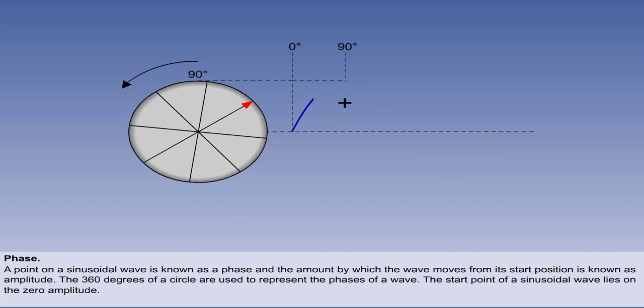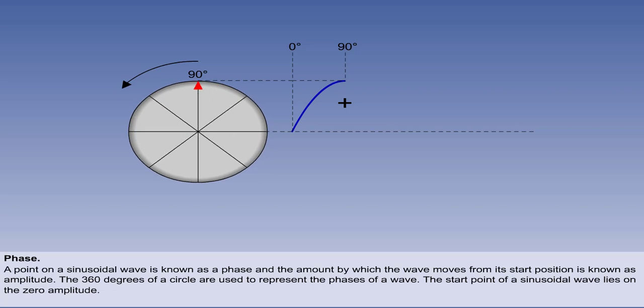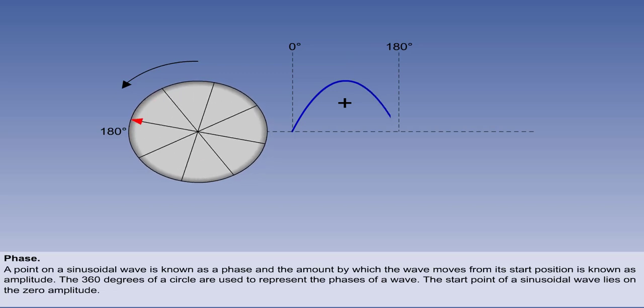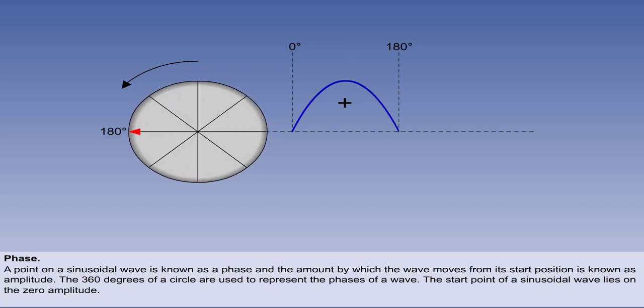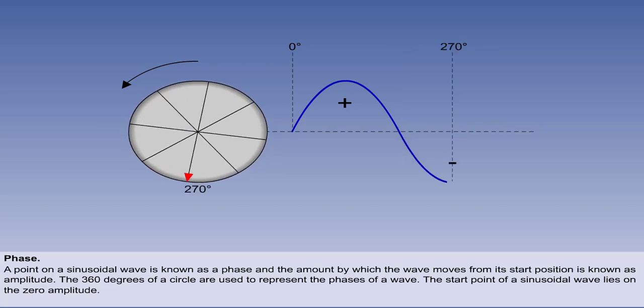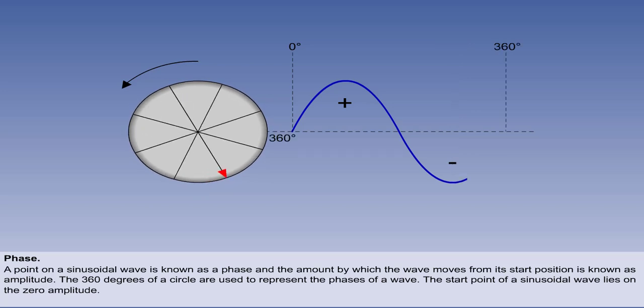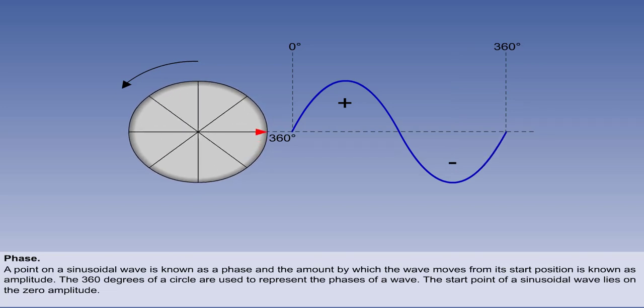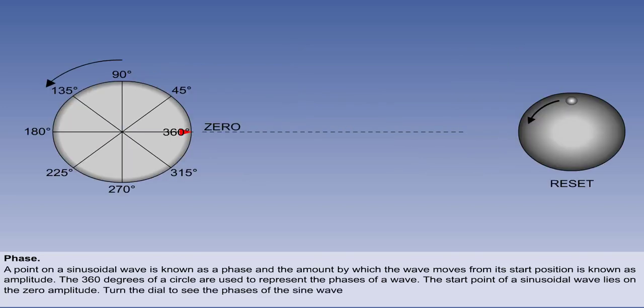The peak of the positive amplitude is at 90 degrees. As the wave passes down through the zero line, this is 180 degrees. The negative peak of the amplitude is at 270 degrees and the wave finally returns to 360 degrees or zero. Turn the dial on the screen to rotate the circle by a chosen number of degrees and create the corresponding sinusoidal wave phase.